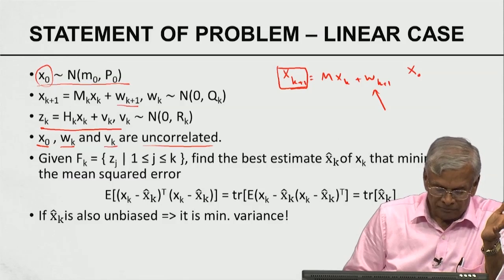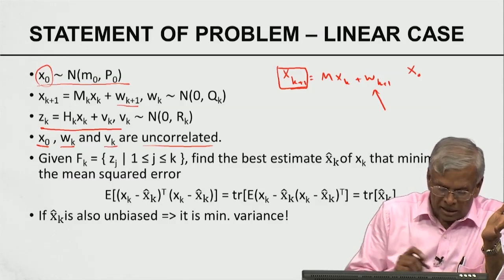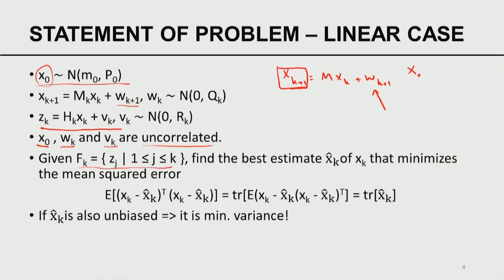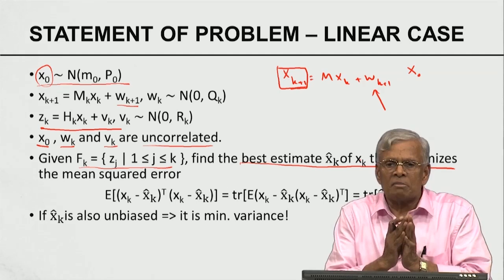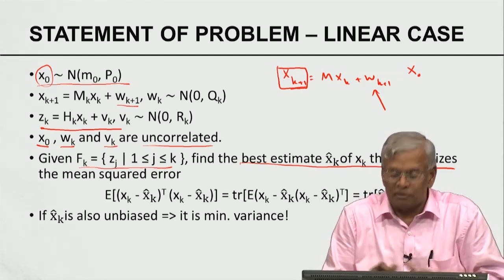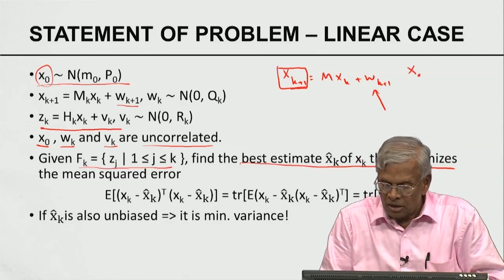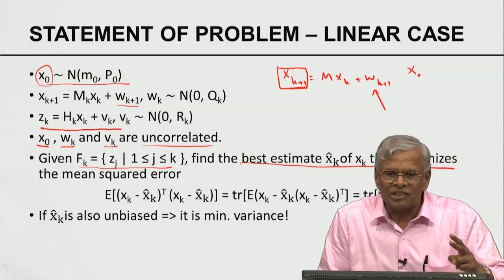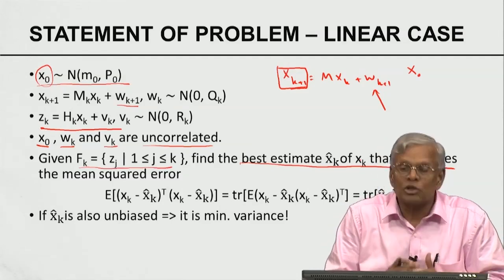So what is the basic idea? Given a set of observations from time 1 to k, find the best estimate x hat k of xk. Look at this now. I am given k observations from 1 to k. I want the best estimate x hat k. You can see from the previous slide, this is the filtering problem. So x hat k is the filtered estimate. What is the characterization of the filtered estimate? That it minimizes the mean square error.